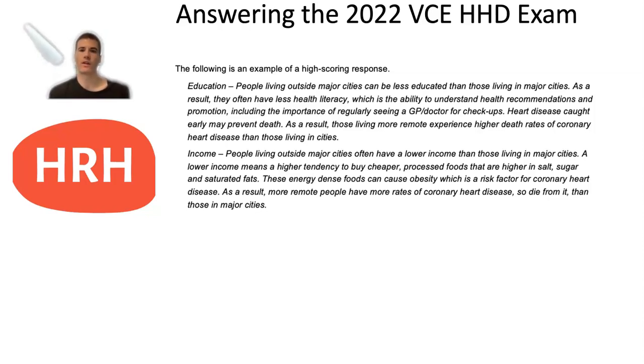And as a result, those living in more remote areas experience higher death rates of coronary heart disease than those living in major cities. And then for income, they mentioned that people living outside major cities often have a lower income than those in major cities. A lower income means they might have a tendency to buy cheaper processed foods that are higher in salt, sugar, and fat, and this energy-dense food can cause obesity, which is a risk factor for coronary heart disease. And as a result, more remote people have higher rates of dying from coronary heart disease than those in major cities. So they're linking back to that higher rate of death for those living outside major cities or in very remote areas compared to those within major cities.